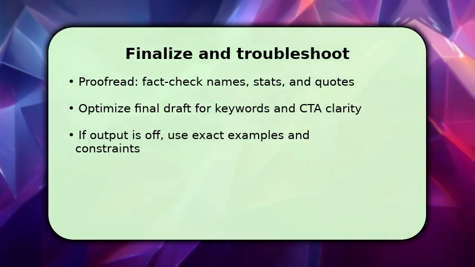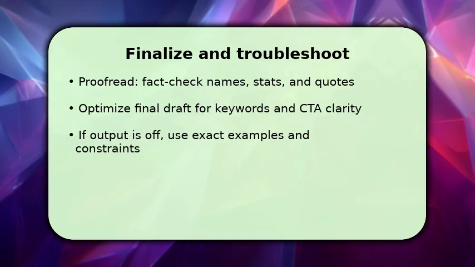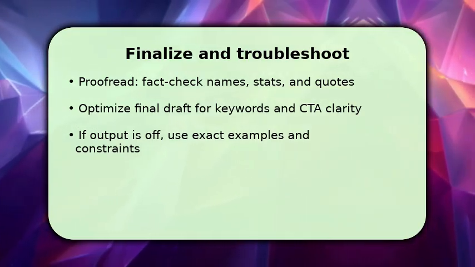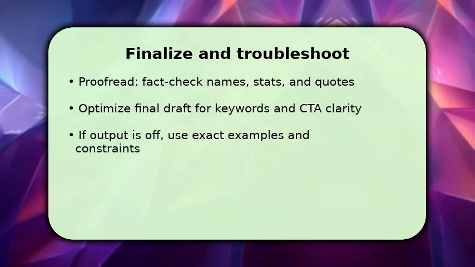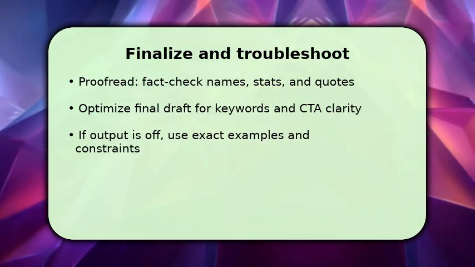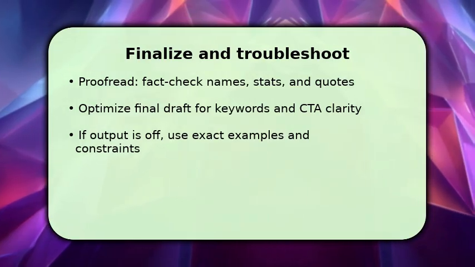If the AI gives irrelevant or hallucinatory content, provide exact examples of desired phrasing, stricter constraints, and a short list of banned words. Then regenerate only the needed sections. That targeted retry.